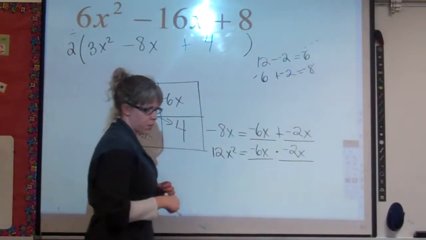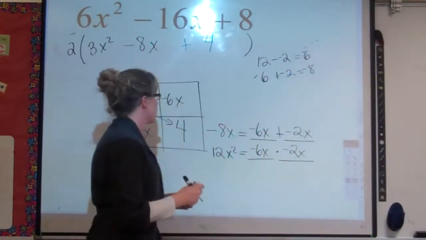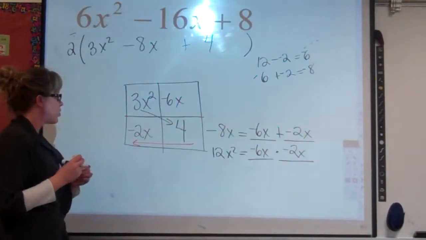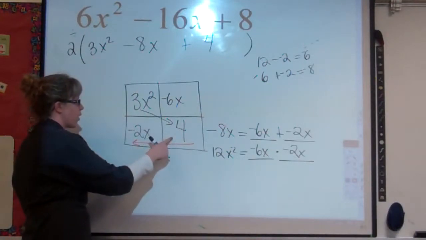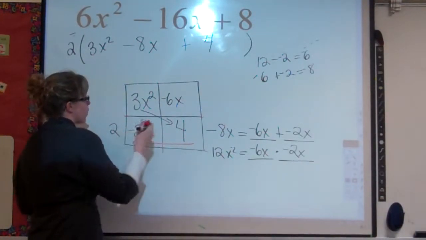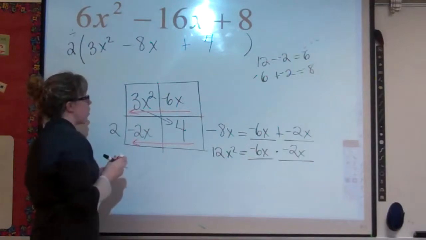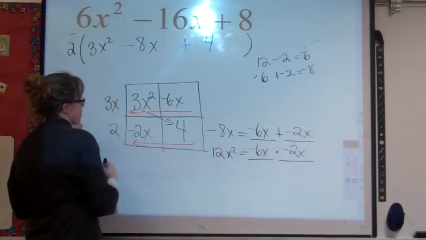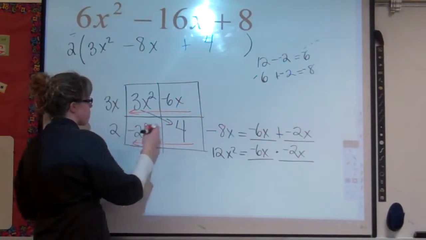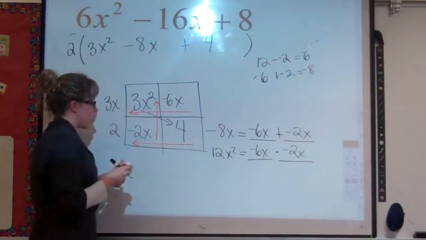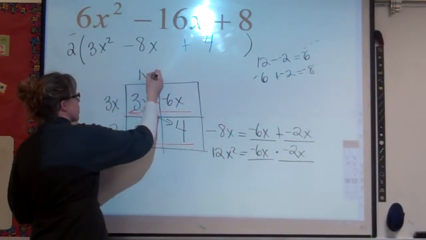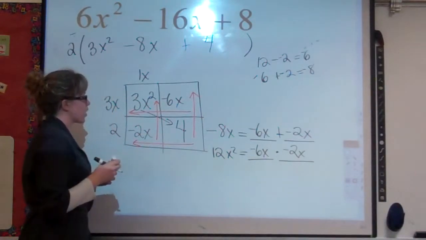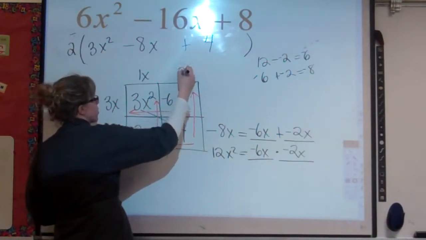and I find my greatest common factors, going across and up. If I'm going across, what's the greatest common factor that goes into 2x, negative 2x and 4? Well, that's 2. The greatest common factor that goes into both 3x squared and negative 6x, well, that's 3x. Going up, the greatest common factor that goes into both 3x squared and negative 2x, that's 1x. And the greatest common factor that goes into both negative 6x and 4, to me that's 2.